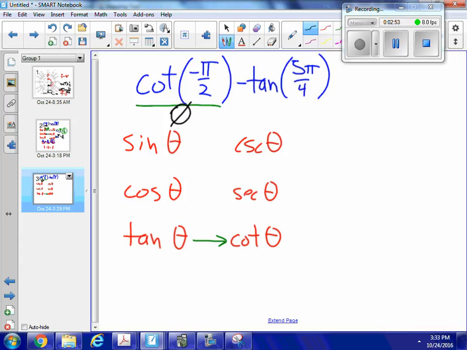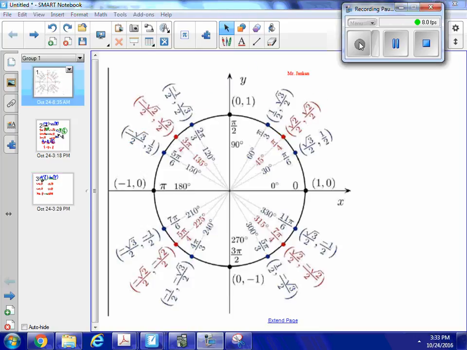Now what about tangent of 5 pi over 4? Well, let's go back to the unit circle. 5 pi over 4, that's between 0 and 2 pi. 5 pi over 4, that's right here. I can see that angle right there. And I can see that my cosine x value is negative radical 2 over 2, and my sine value is negative radical 2 over 2.